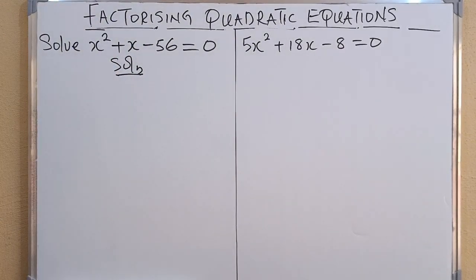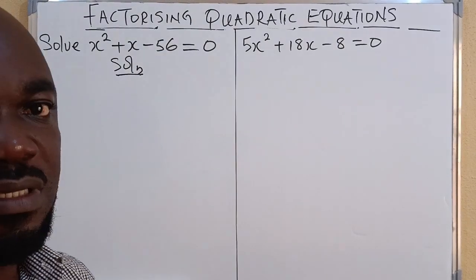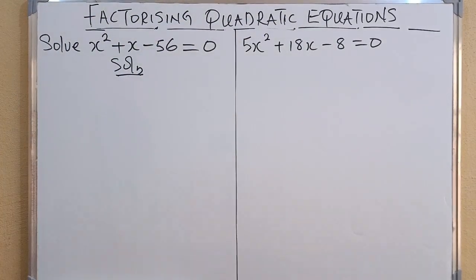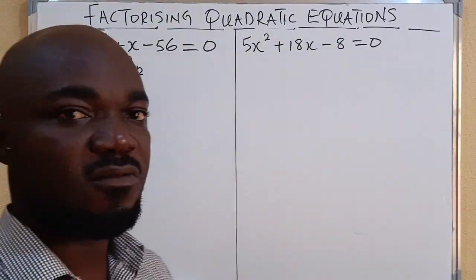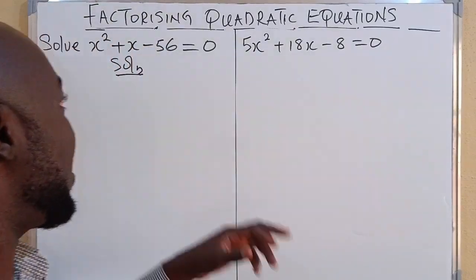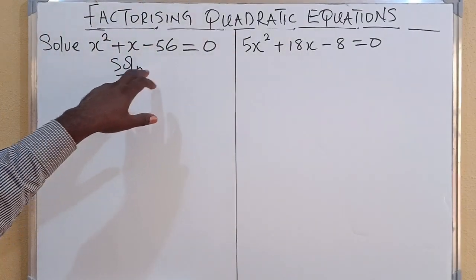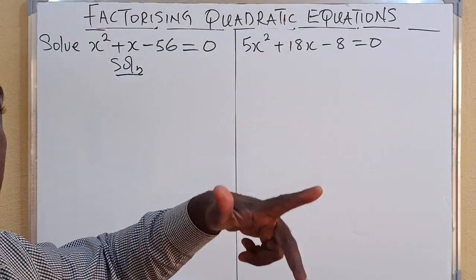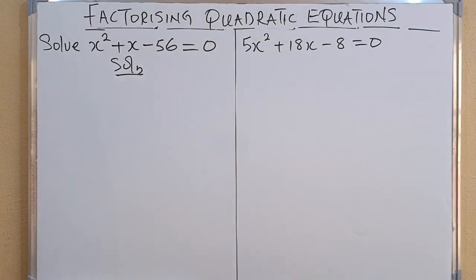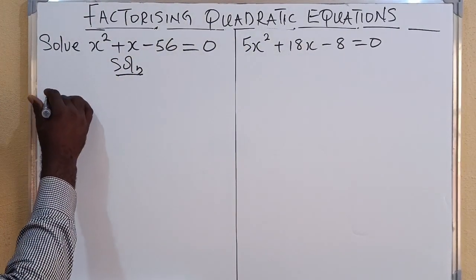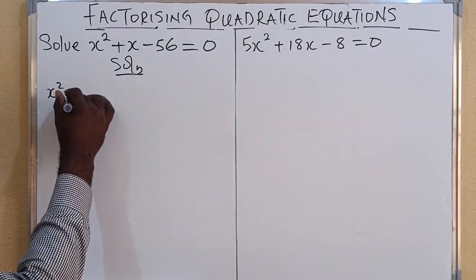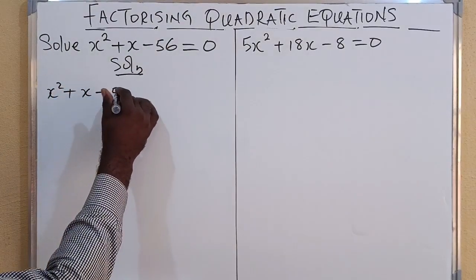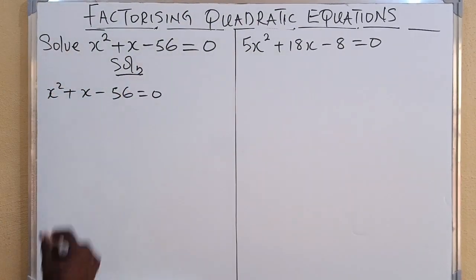So we have x squared plus x minus 56, and this equals 0. We want to find the values of x that satisfy this equation. But take note, because the power of x is 2, there will be 2 solutions. If the power of x is 3, there will be 3 solutions, and so on. So we have x squared plus x minus 56 equals 0.